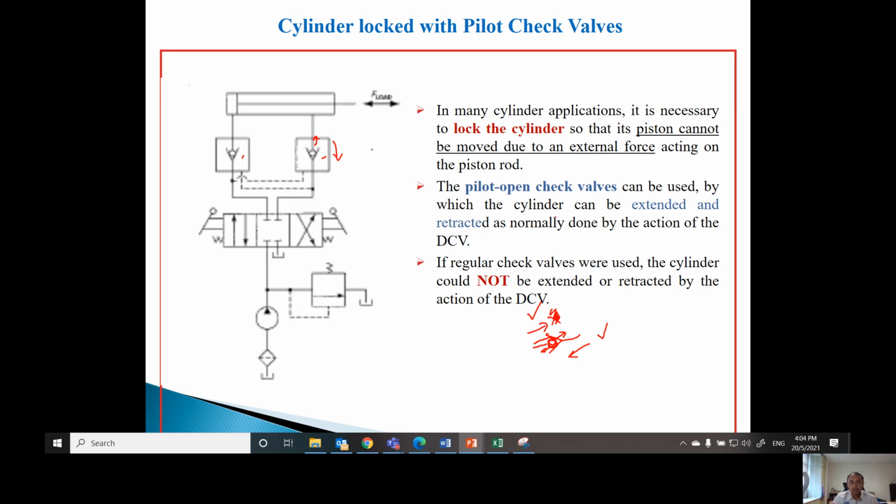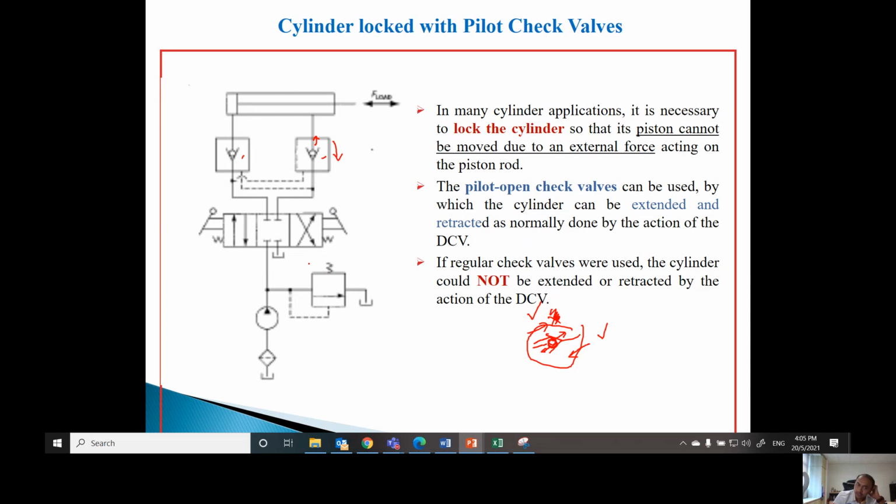By which the cylinder can be extended and retracted as normally done by the action of the DCV. If the regular check valve were used, the cylinder could not be extended or retracted by the action of the DCV. So if you use only the normal check valve like this, without the pilot, then the cylinder cannot be extended or retracted by the DCV.